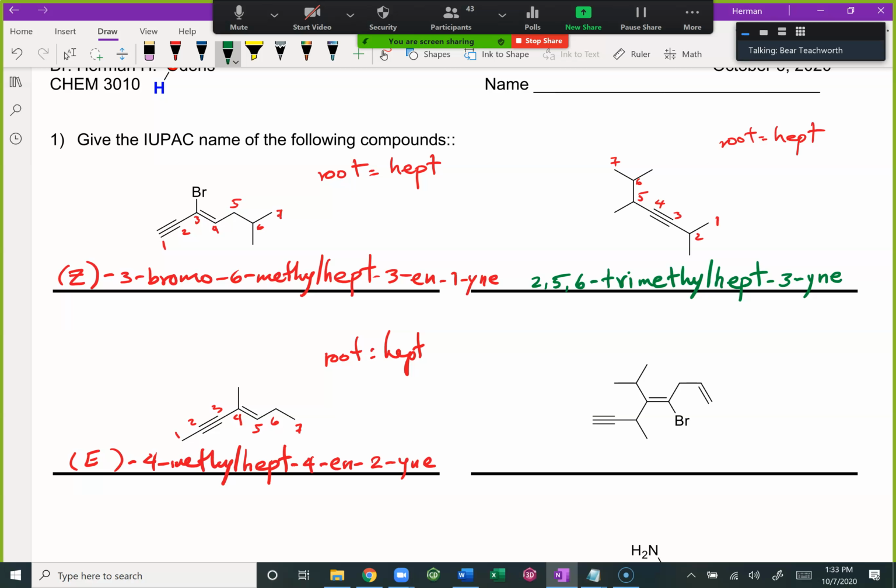I guess I will, Doctor, but I don't think I'm going to get it right. All right, go for it. Tell me if it's E or Z. I think Z. Yes. So Z. And then my root is going to be 8, right? Yes. So your root is oct, and most likely we're going to have to put a vowel there, octa. Where would you start counting? Option 1 or option 2?